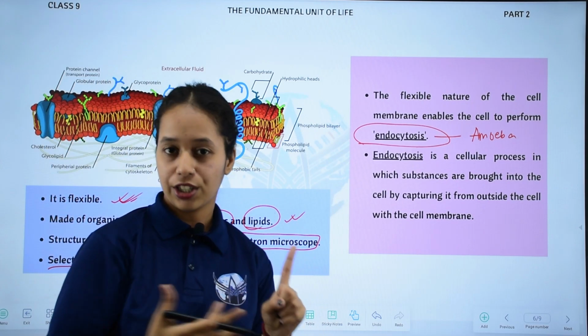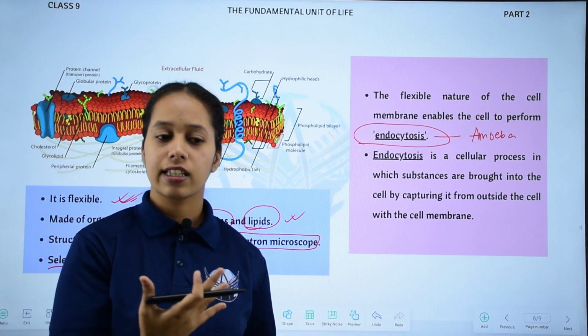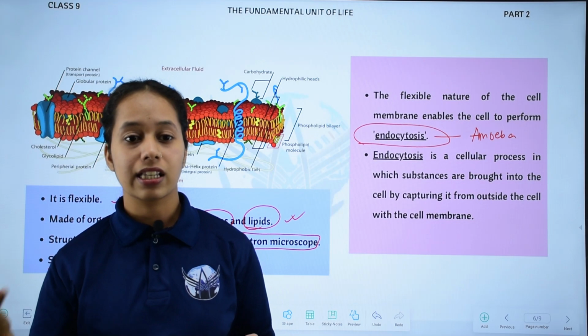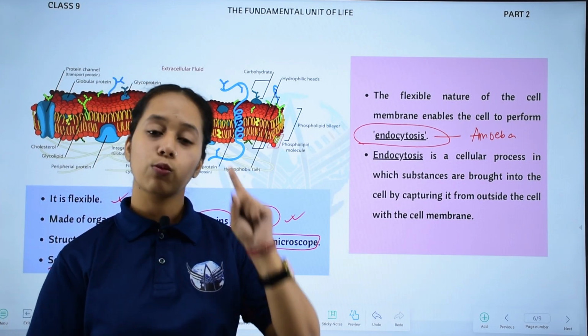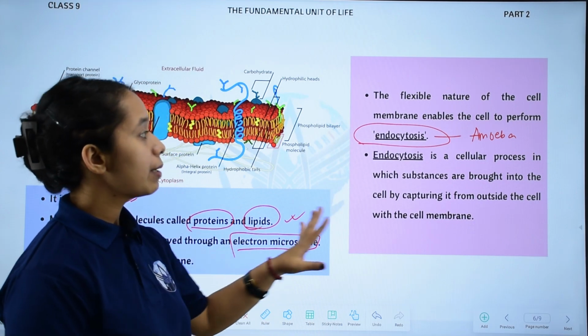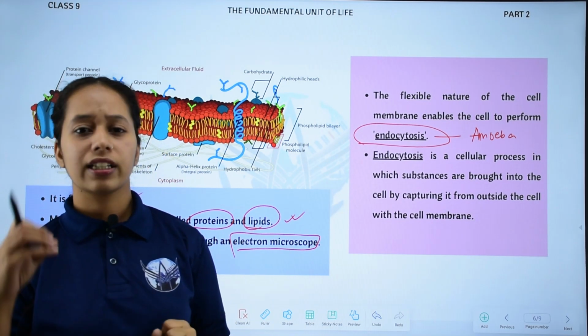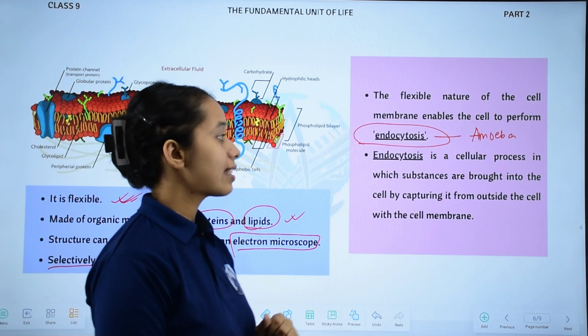So all the functions that this organism needs to perform, for example, movement, gathering of food, eating food, digesting food, excretion, all these functions that one single cell needs to perform all by itself. So amoeba performs endocytosis. Now let us look into endocytosis in detail.